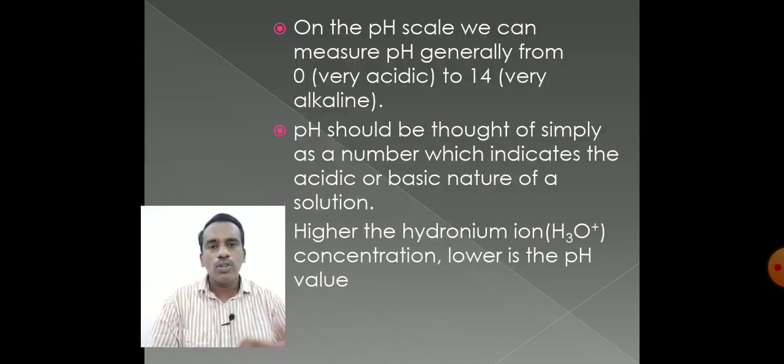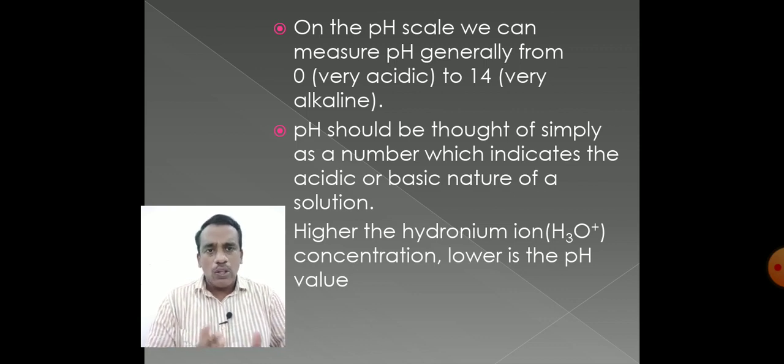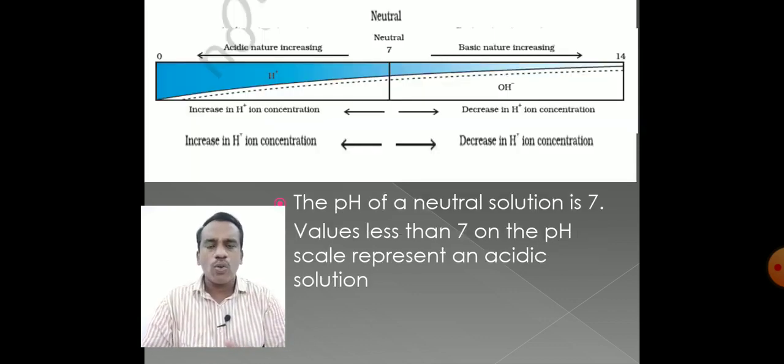So come to the conclusion of the graph that we are discussing now. On the pH scale, we can measure the pH generally ranging from 0 to 14. What are the compounds at 0 we call? They are very acidic. And at 14, what do we call? They are very alkaline. Alkaline means they are very highly basic. And the lower the pH, when it is 0, we say it is the strongest acid, and the higher the pH, it is the strong base.